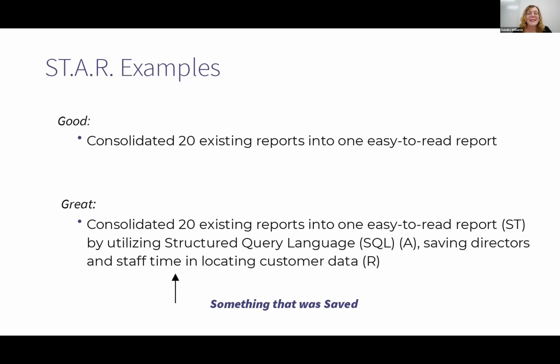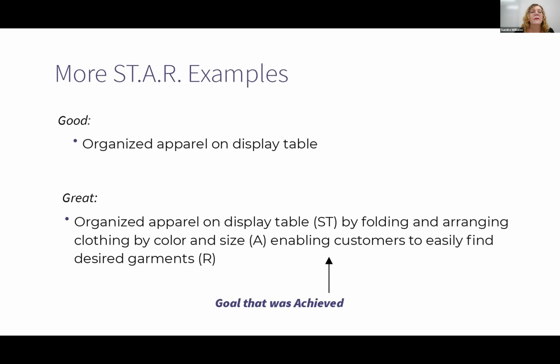Saving directors and staff time in locating customer data. Okay, so we saved something there. That was the result. Here's another example. Organized apparel on design table. Okay, well, that's okay. It doesn't tell me much. Here's how we use the STAR method.